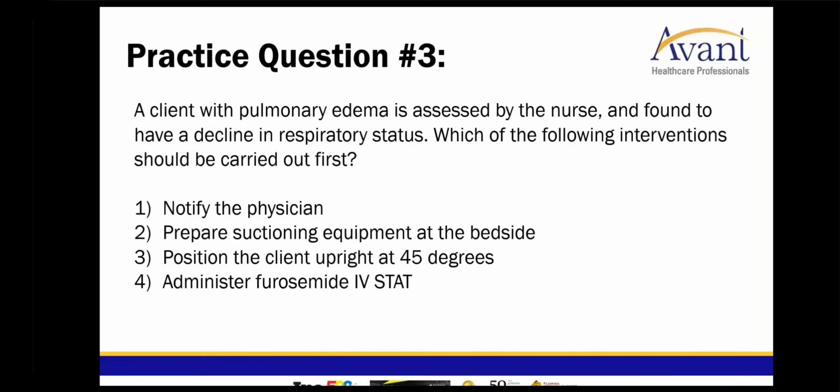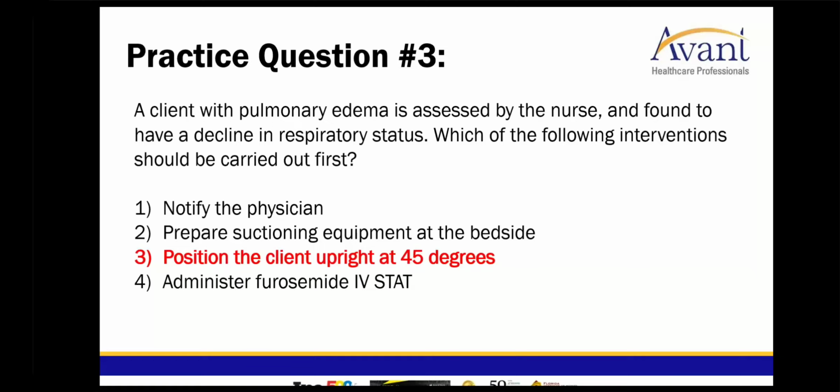Notice one of the things that I said here is to eliminate one of the answers, because with priority questions, a great strategy is to first eliminate answers that are incorrect or do not fit the scenario. In this case, preparing suctioning is not appropriate. So we can eliminate that. So that leaves us three answers. Can we position the client upright to allow for better breathing? Do we notify the physician and then administer furosemide? Yes. So the correct answer here is number 3.